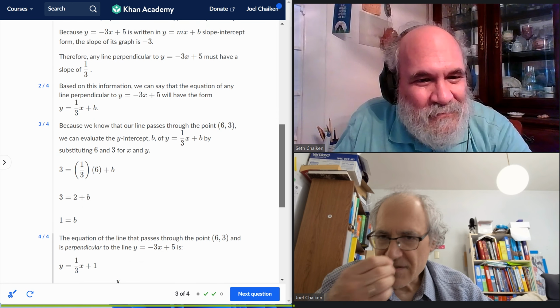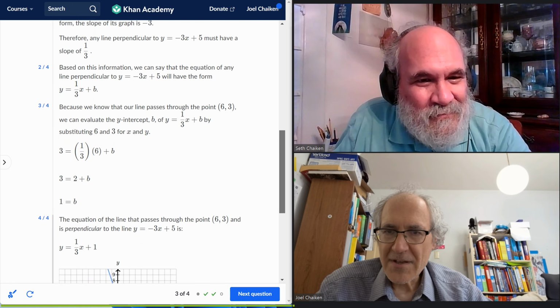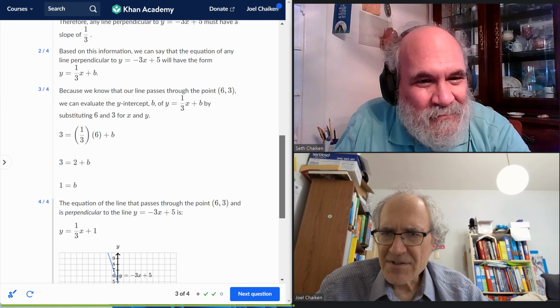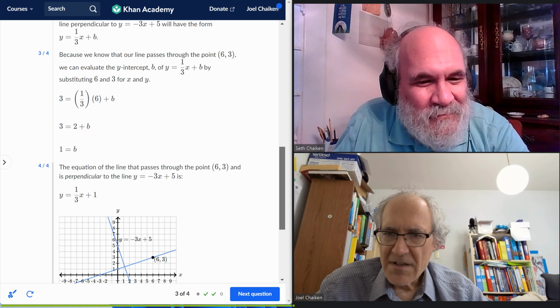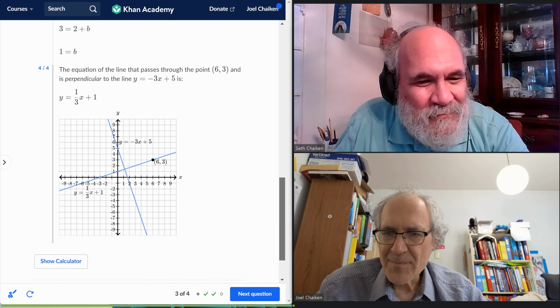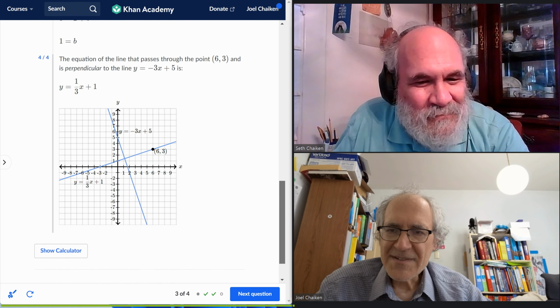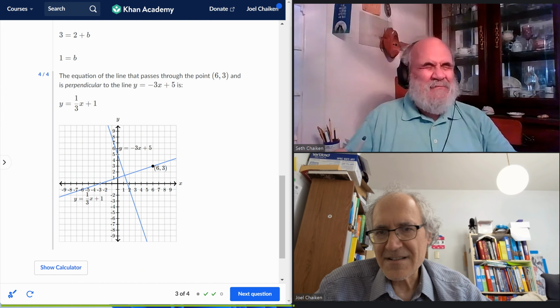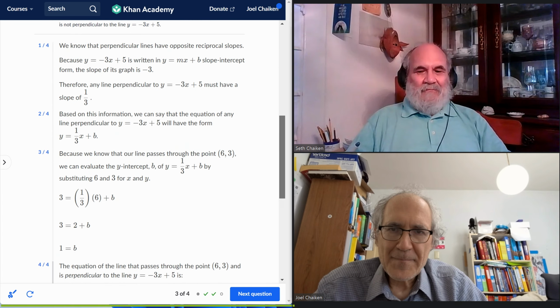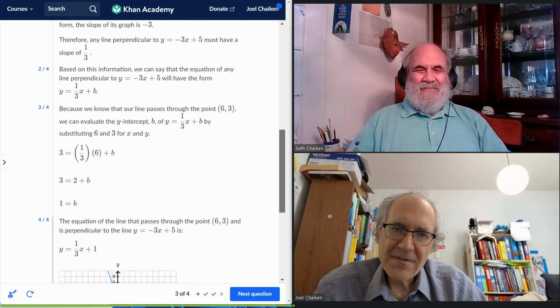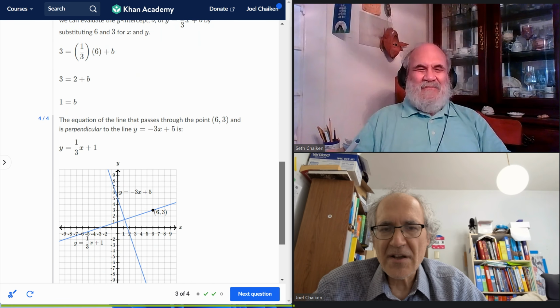Because we know our line passes through (6, 3), we can evaluate the y-intercept b by substituting 6 and 3. Solve for b. b is 1. The equation of the line, therefore, is that. They show a picture, which is very nice. So it's really the same way we did it. There's really not that many different ways to do this problem. This is the very straightforward, classical way of doing it.